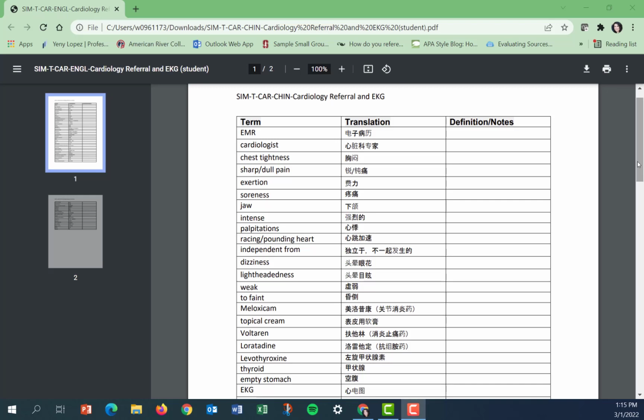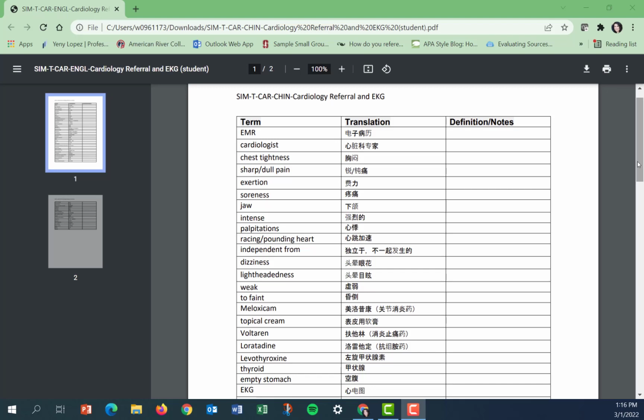To warm up before you start interpreting for this simulated session, that is going to include a patient and a provider, let's try a vocabulary exercise. On your screen, you see the cheat sheet or a list of vocabulary that will show up in this simulated session.